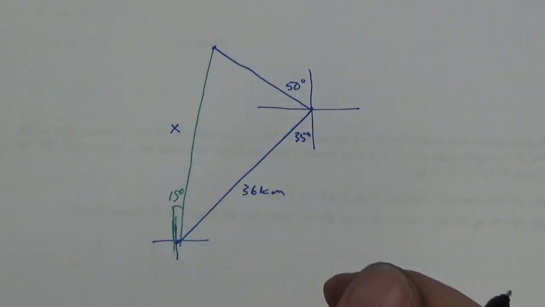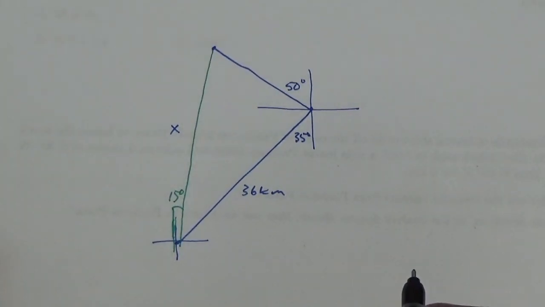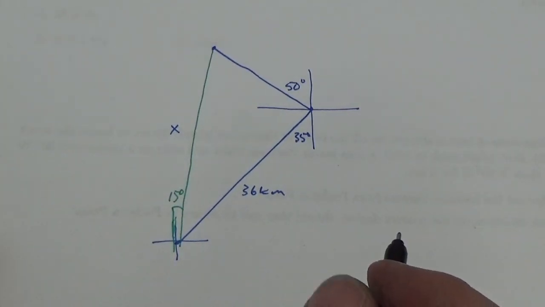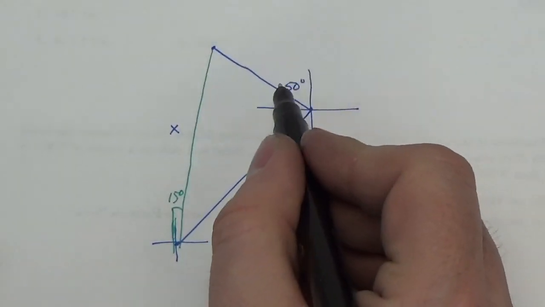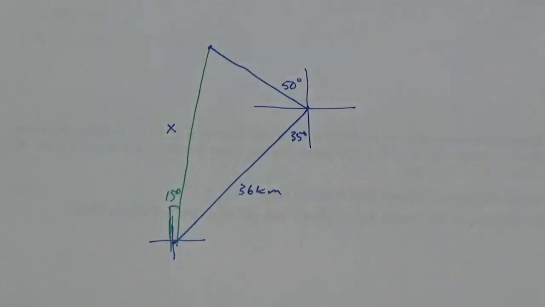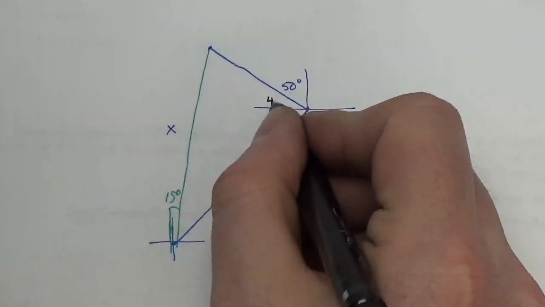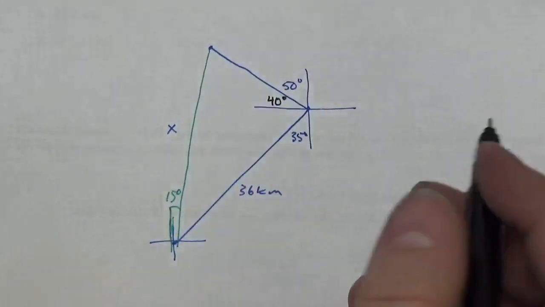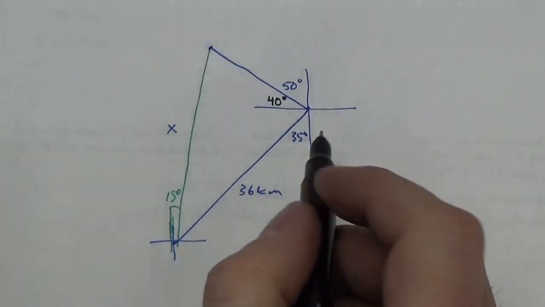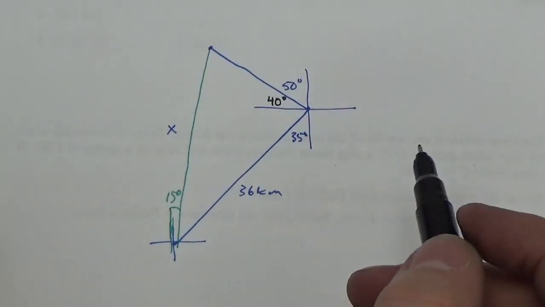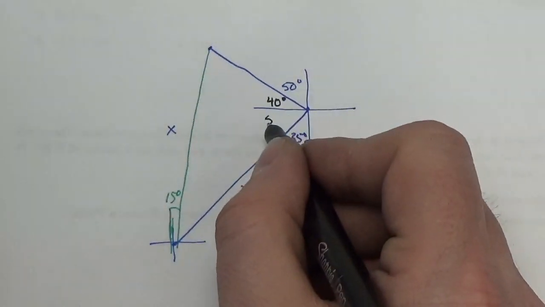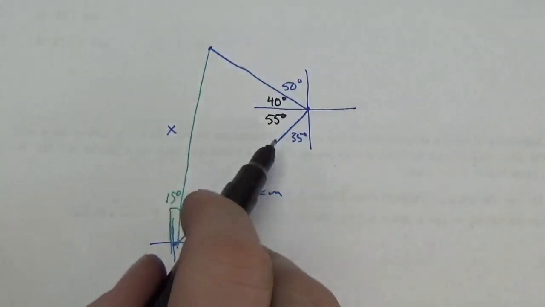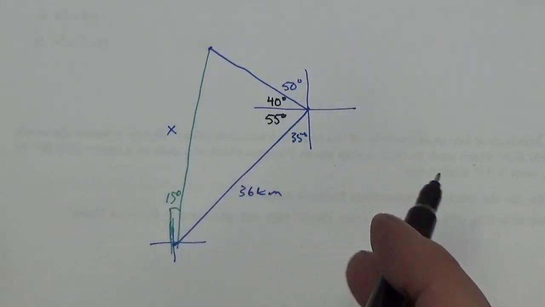Okay, well, what have we got here? Well, we know that this angle up here, if this is 50 degrees, then I'll use a different color here, we know that this angle inside here must be 40, because those two have to add up to 90. And I could do the exact same thing down here. If this is 35 degrees, then this angle up here must be 55 degrees. Again, so that those two angles add up to 90.